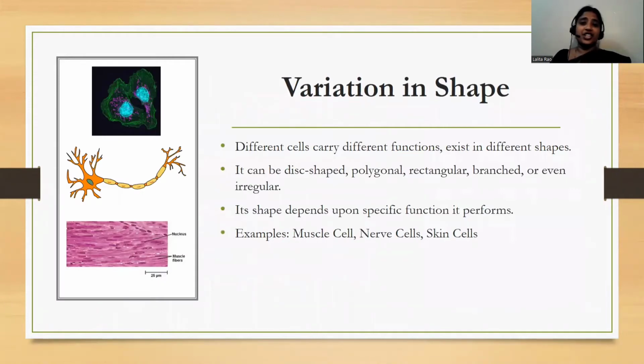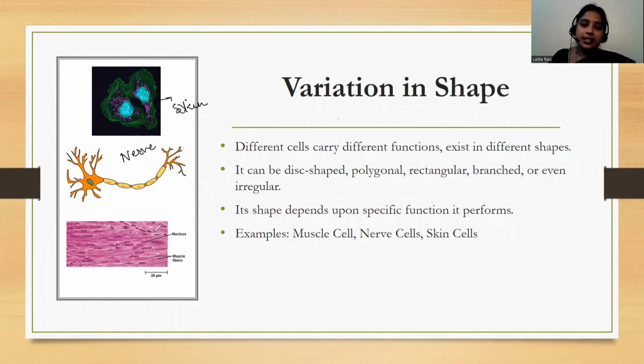Now, variation in shape, as we have discussed before, cells vary in their shape. So all the cells are not of the same shape. If you take the example of this, or the nerve cell, then the skin cell.